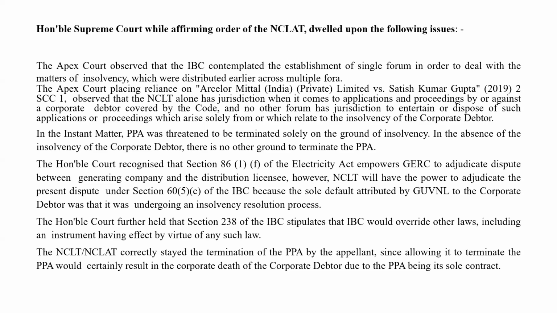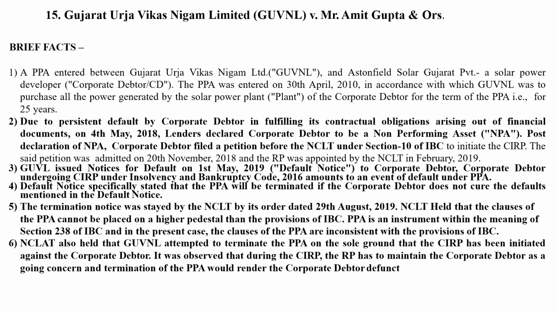The NCLT correctly stated the termination of the PPA by the appellant, since allowing it to terminate the PPA would certainly result in the corporate death of the corporate debtor due to the PPA being its sole contract. So the main issue here was that Gujarat Urja Vikas Nigam Limited sought to terminate the power purchase agreement because they said that you have filed an application under Section 10 and it is a default. So we are terminating this power purchase agreement.